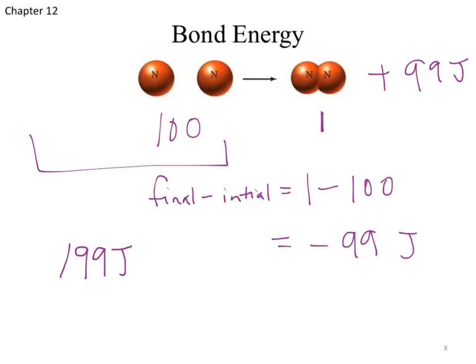Now what happens when we do our final and our initial energies? Well, our final energy was 1 plus the 99 joules, minus our starting, and what do we get? 0. What does that mean overall? To make a bond, we lose energy. Kind of cool. What happens if we do the reverse?